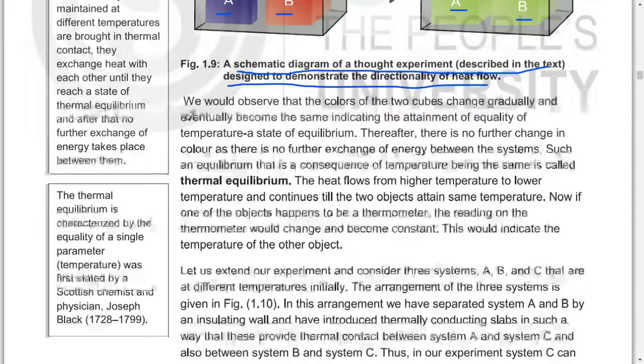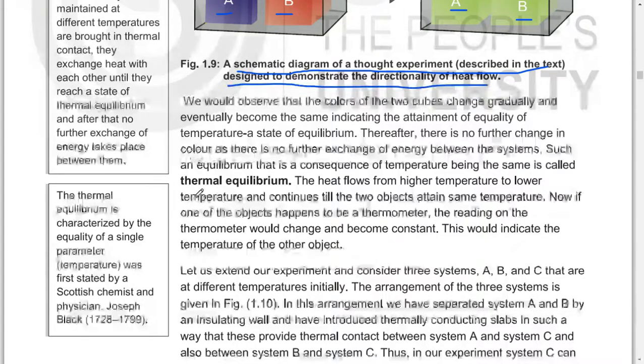We would observe that the colors of the two cubes change gradually and eventually become the same, indicating the attainment of equality of temperature, a state of equilibrium. Therefore, there is no further change in color as there is no further exchange of energy between the systems. Such an equilibrium that is a consequence of temperature being the same is called thermal equilibrium.